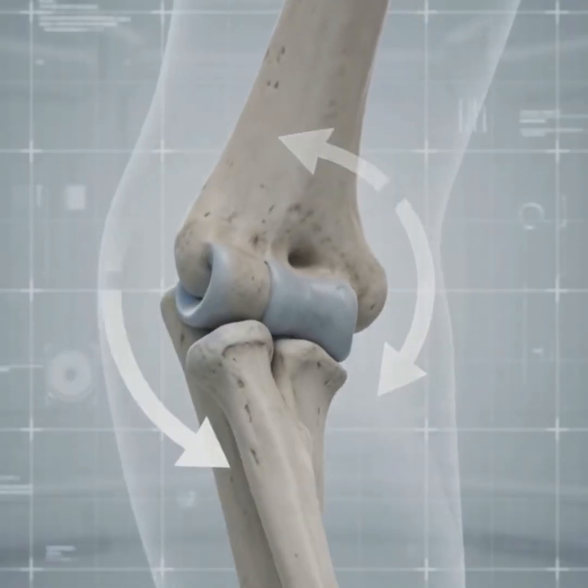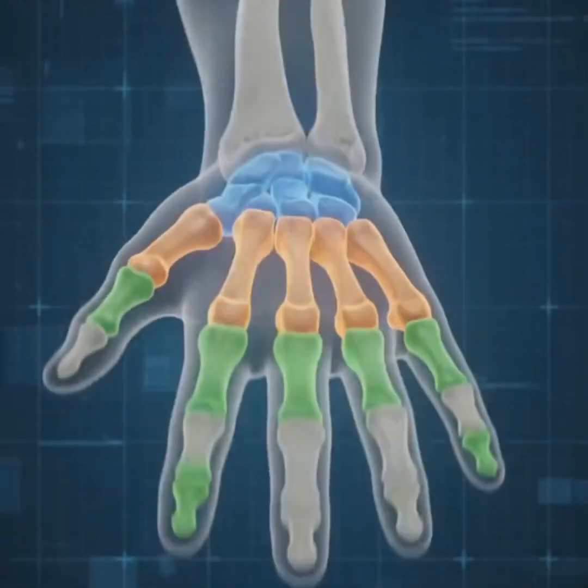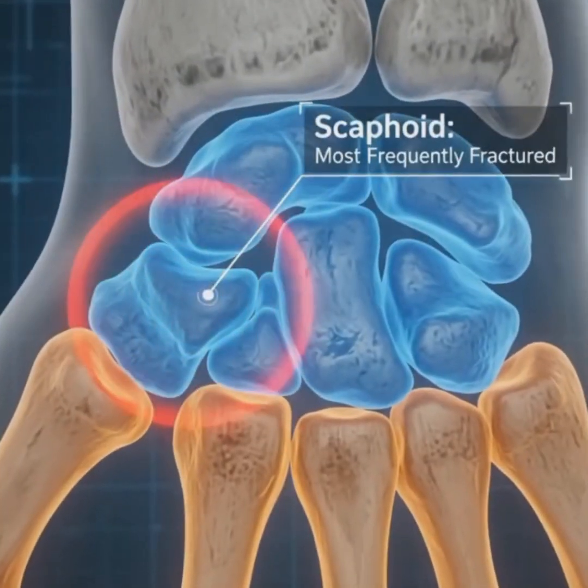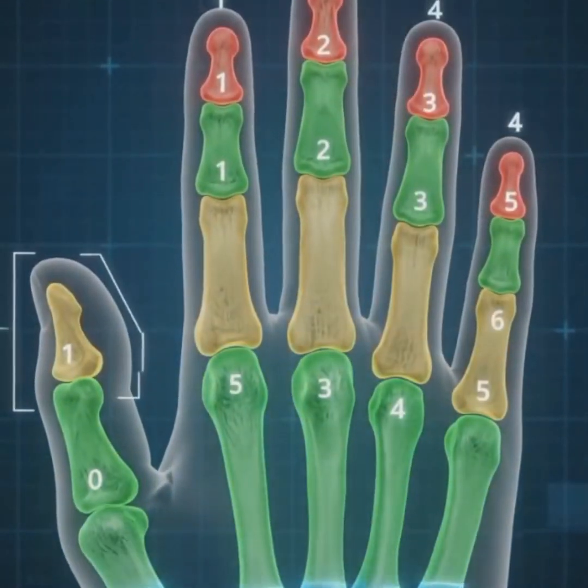The humerus articulates at the elbow. The radius is on the thumb side. The hand contains 27 bones, allowing for intricate manipulation. The scaphoid is most often fractured. Each finger has 3 phalanges, the thumb has 2.